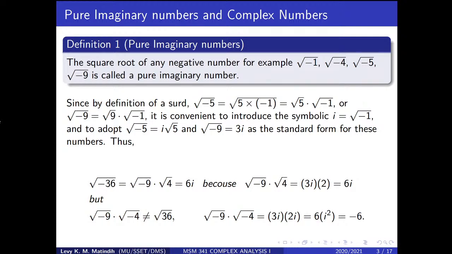Now, in this scenario, we are going to say the square root of negative 5 is equal to the square root of 5 times the square root of negative 1. Where there is negative 1 under the root, we are going to substitute an i.